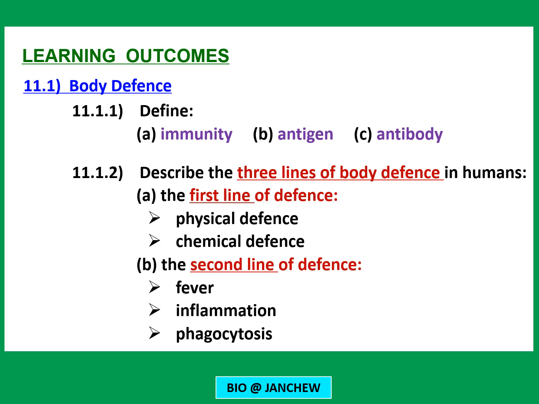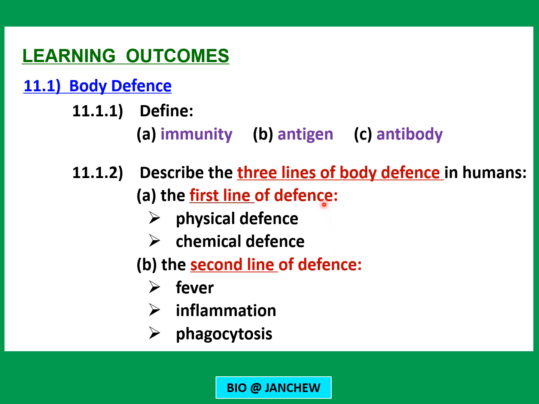The learning outcomes for this lesson are as follows. For subtopic 11.1 Body Defense, after this lesson, you should be able to define A. Immunity, B. Antigen, and C. Antibody. Next, you should be able to describe the three lines of body defense in humans, namely A. the first line of defense, B. the second line of defense, and C. the third line of defense.